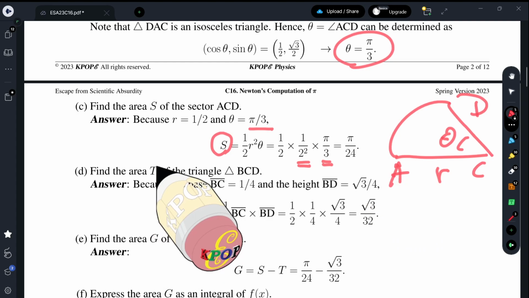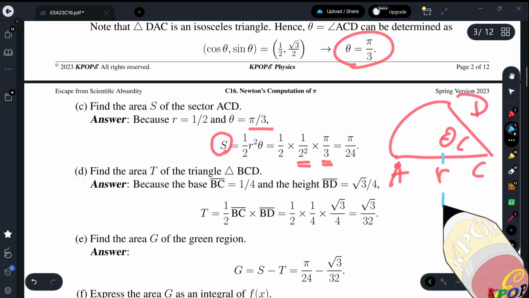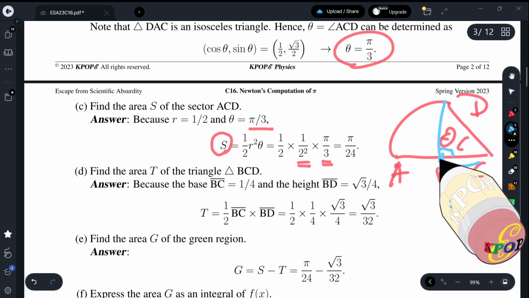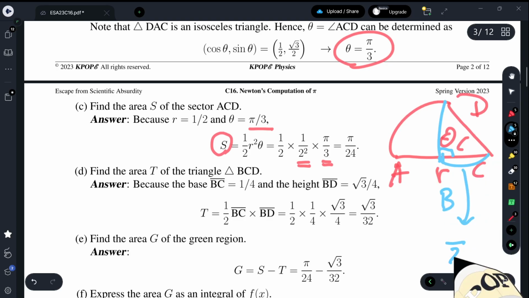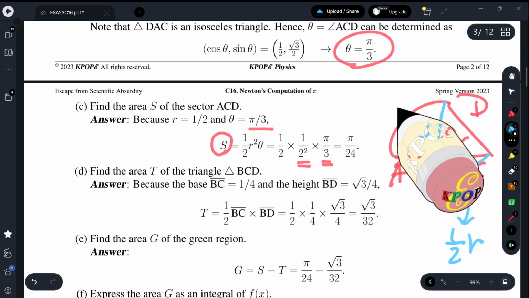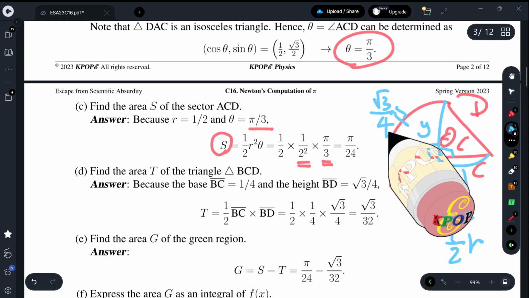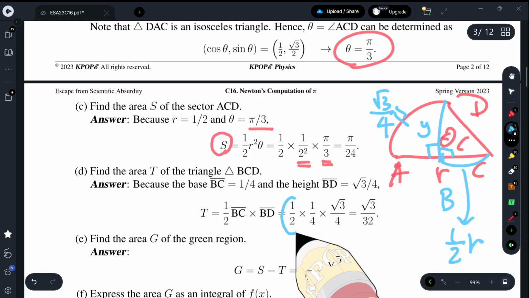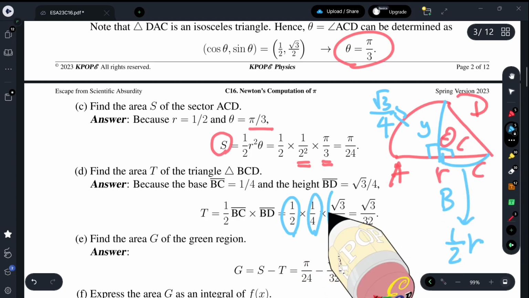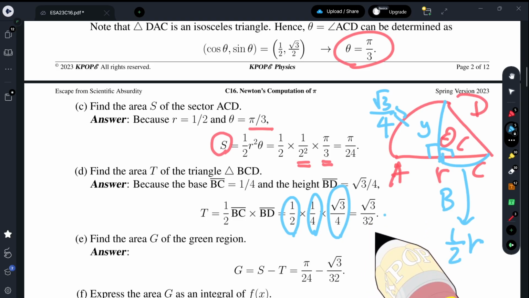Find the area T of the triangle BCD. B is here. This is the area of this right triangle. We know this side is 1/2 of the radius, and this is y, and that y is the square root of 3 over 4. Therefore, 1/2 base times height gives the square root of 3 over 32.